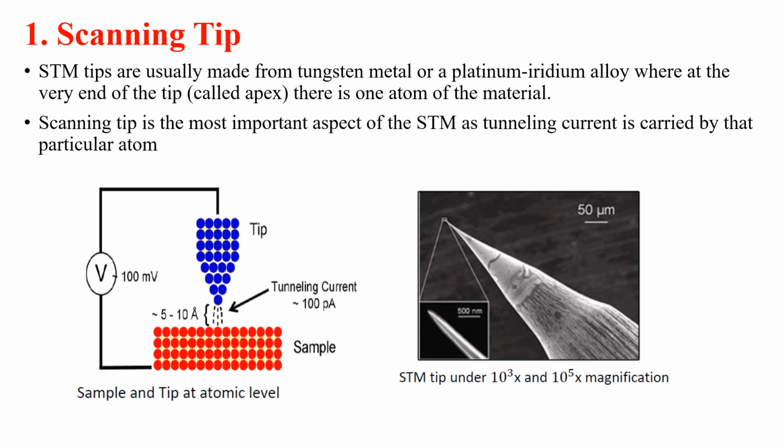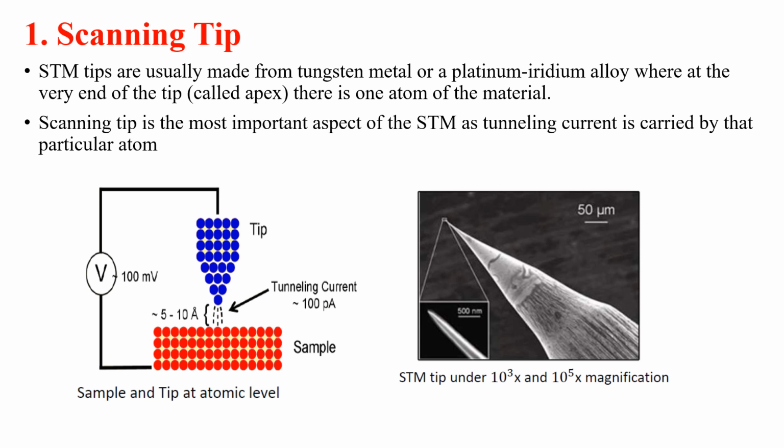So first of all, we will see the first component, that is the scanning tip. The scanning tip has only one atom at the tip, that is called the apex, and it is made up of tungsten metal or a platinum iridium alloy. The scanning tip is the most important aspect of the STM, as the tunneling current is carried by that particular atom. If you observe the figure, the voltage applied is around 100 millivolt, and the current is passed from the tip to the sample.